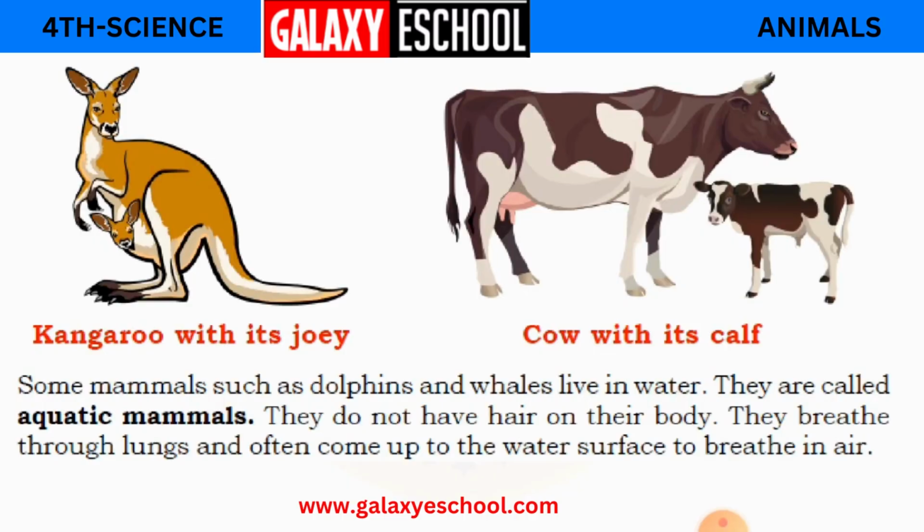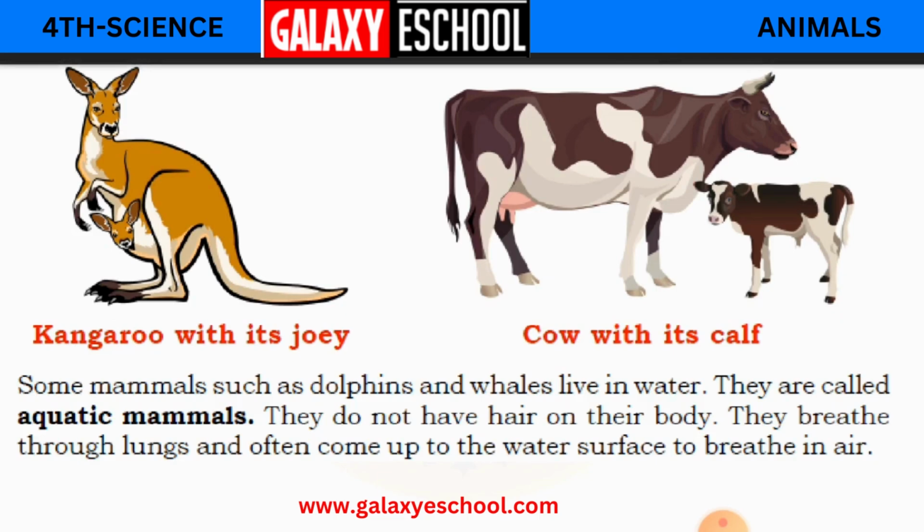Now this is a picture of a kangaroo and a cow with its young ones. See how the kangaroo is holding its baby, that is a joey, and how the cow is holding its baby, that is its calf. So these animals give birth to the young ones directly.